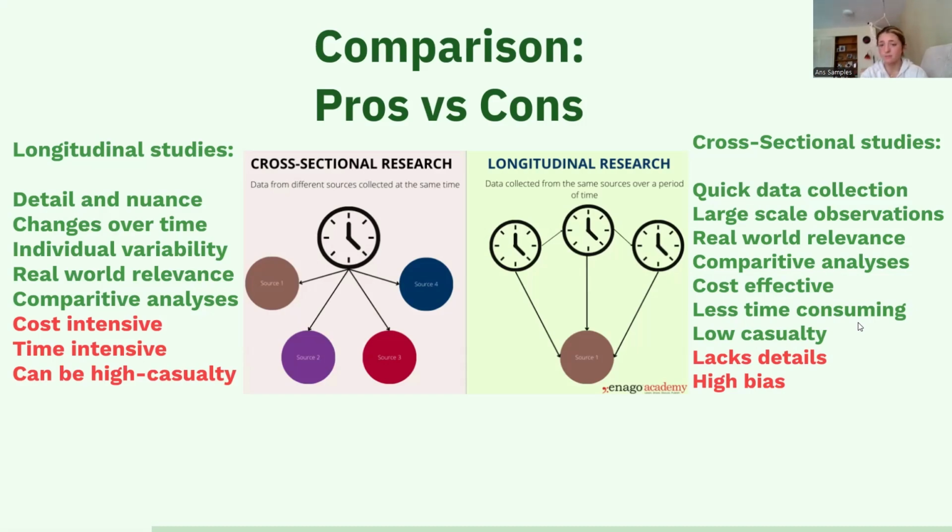And if you're a distant observer, obviously it's lower casualty. The cons: you lack detail. You don't account for outliers all the time. You don't account for nuance, and you can have high bias because if you're one person watching 300 birds, shoot, you better be wearing some bifocals is all I got to say.